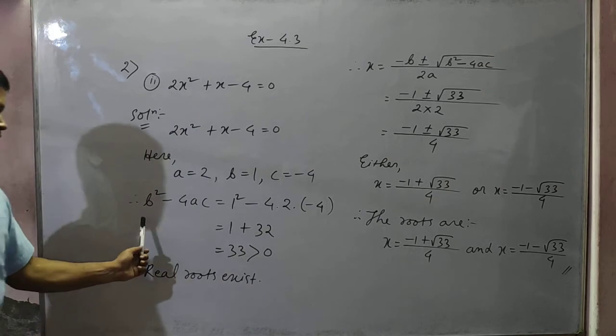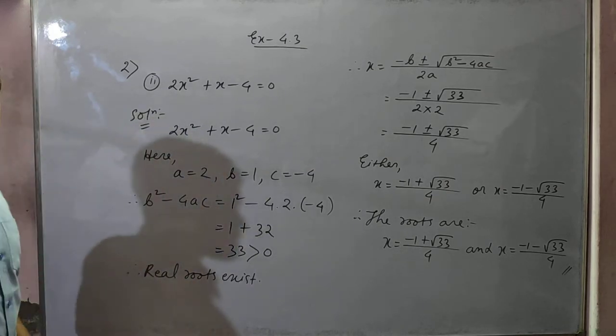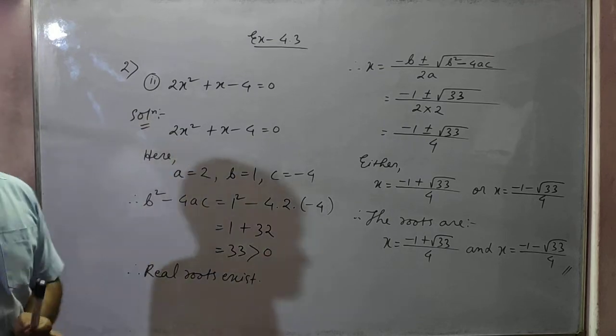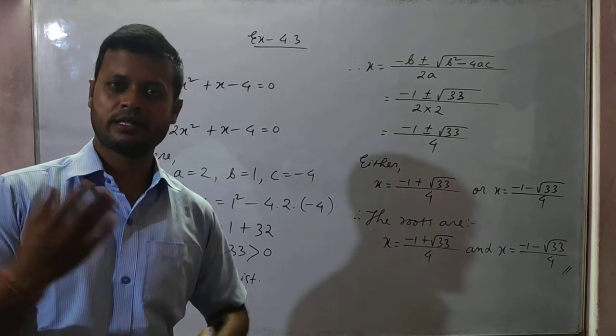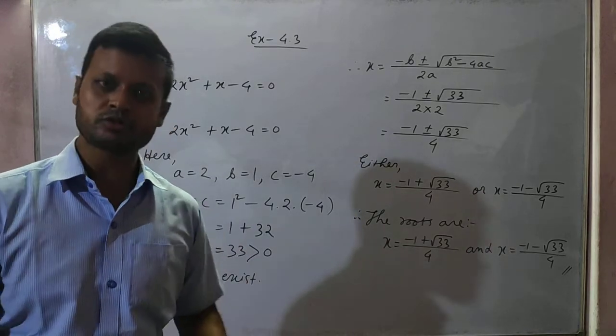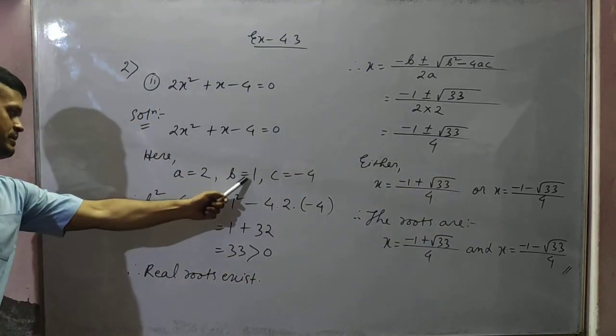In place of b, what will you put? Okay, so b square minus 4ac. First, if you find out b square minus 4ac, you will come to know whether the equation will have real roots or not. If there are no real roots, you don't need to solve. Okay, so put the value of b. Value of b is how much?